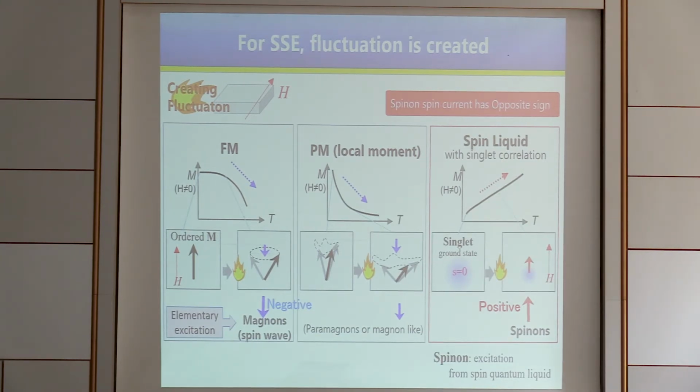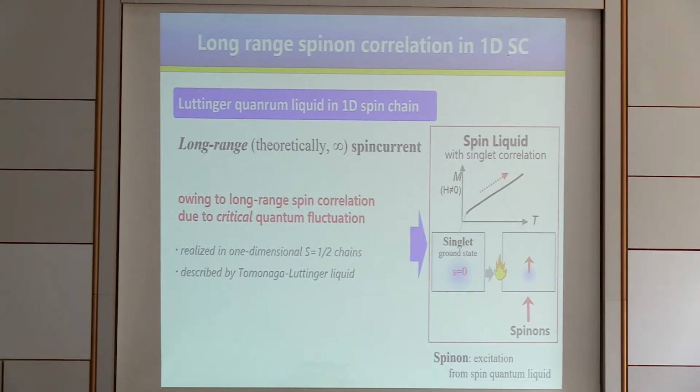Okay, but however, many of the spin liquids in the real world have very short correlation lengths of spin, so they are not suitable for spintronics application. But however, among them there is a good system. That is the Luttinger quantum spin liquid in a one-dimensional spin chain. Luttinger spin liquid may exhibit long-range spin correlation due to the critical quantum spin fluctuation. It is realized in the one-dimensional spin chain, a spin half chain with antiferromagnetic coupling.